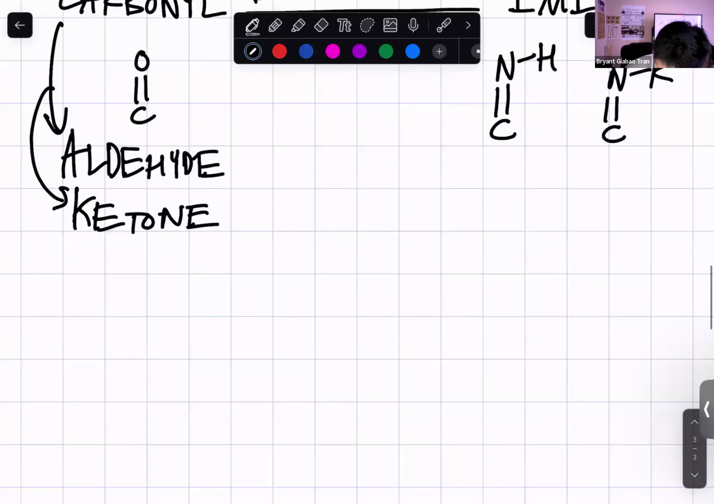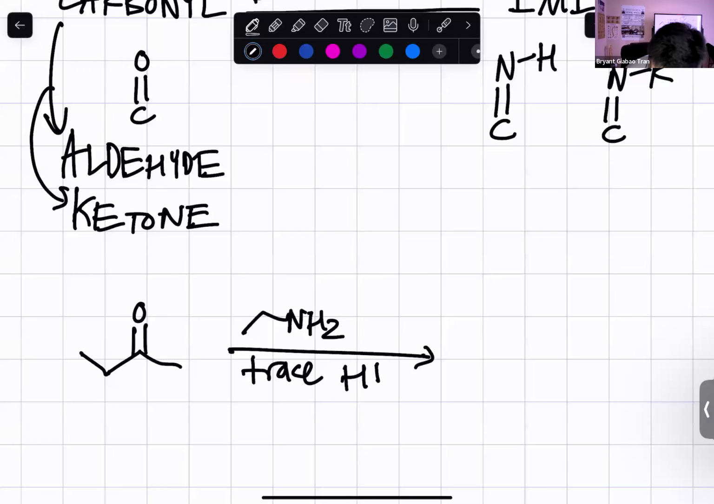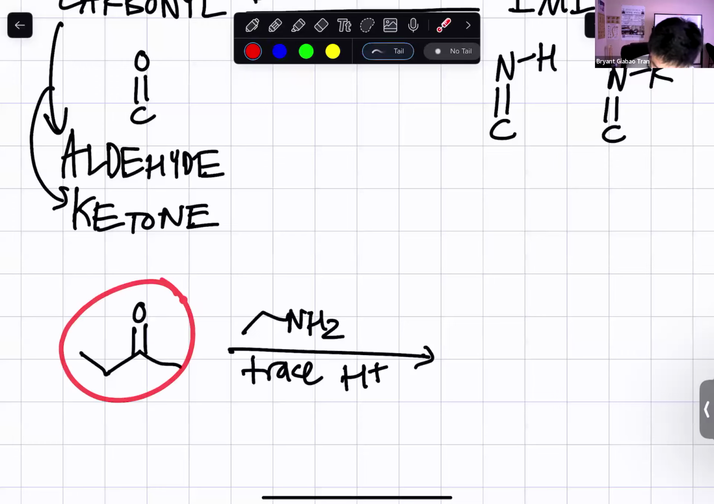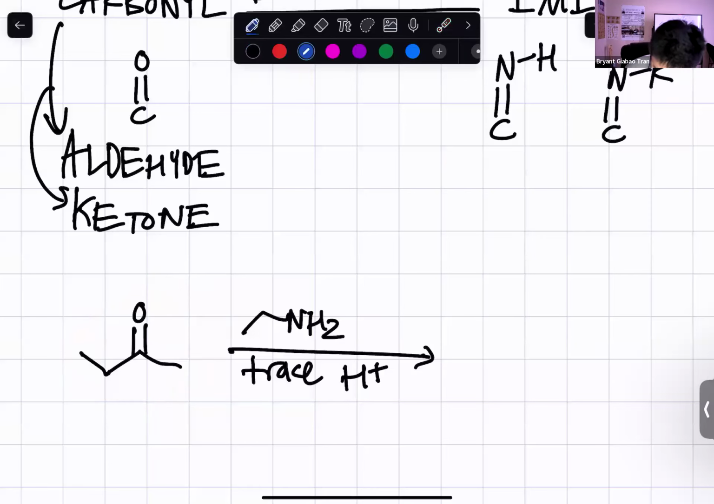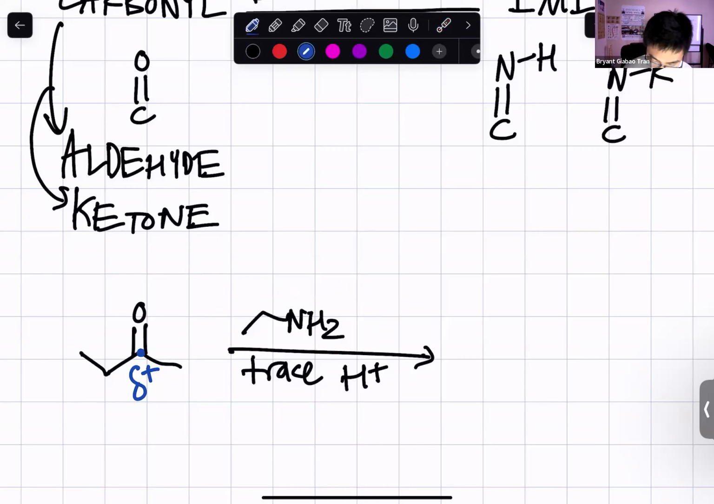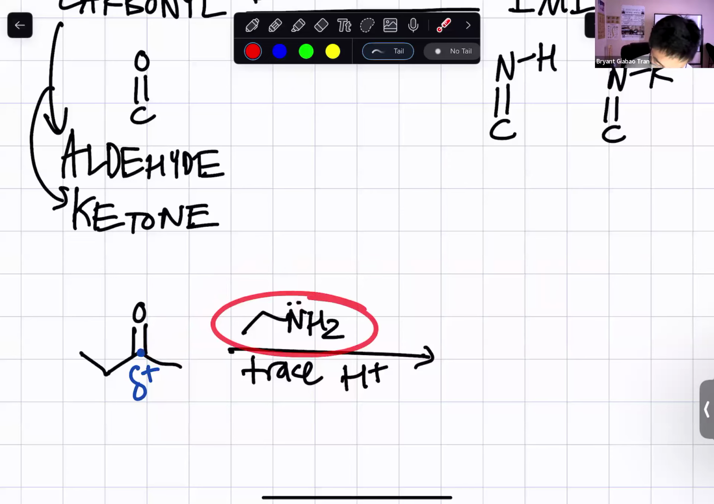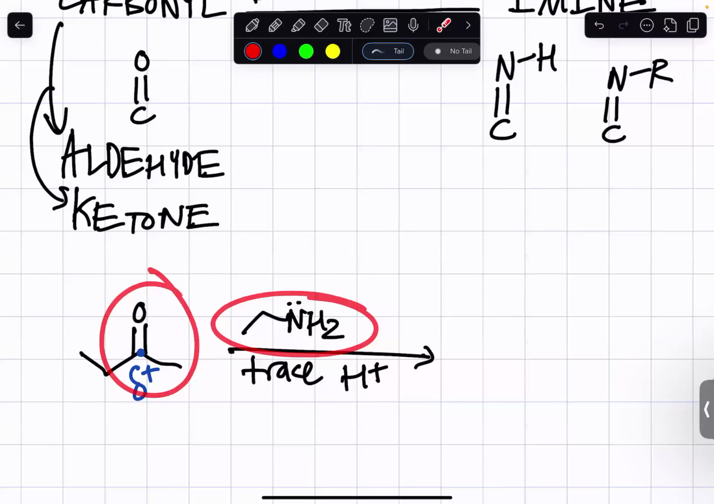So let's say we have this ketone and we are going to react it with this primary amine in trace acid. This carbonyl carbon is electrophilic; there is a partial positive charge there. But this neutral amine is a weak nucleophile, so it cannot attack that electrophile by itself. Because this is a weak nucleophile and this is a weak electrophile, they cannot react with each other.